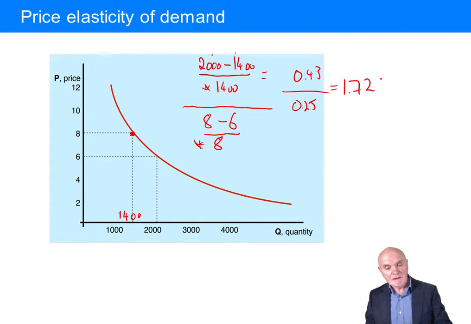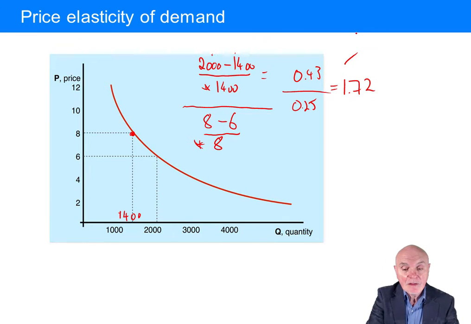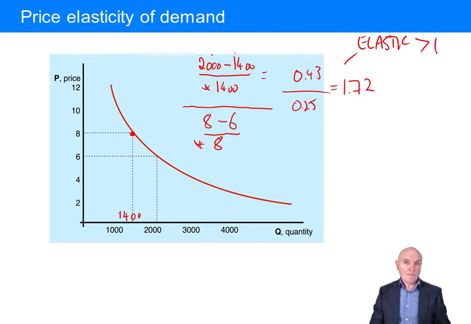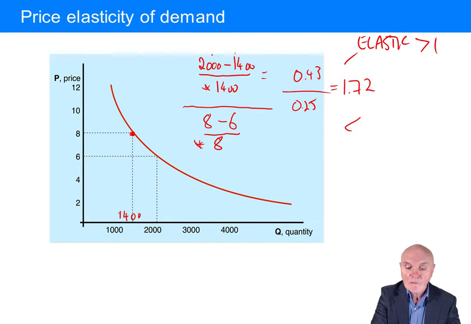Now 1.72 means that for the smallish proportional change in price, the proportional change in quantity is much bigger. So this here shows elastic. This is called elastic. And elastic is anything which is greater than 1, again ignoring the signs. So this means that for a proportional change in price, the proportional change in quantity is relatively volatile, relatively jumpy there. If it was less than 1, then it's said to be inelastic.